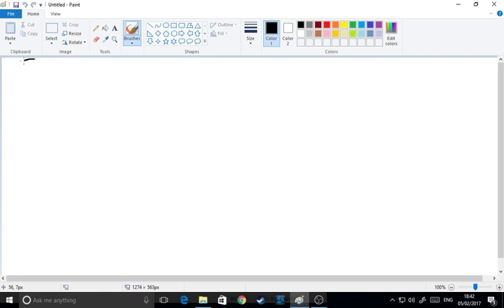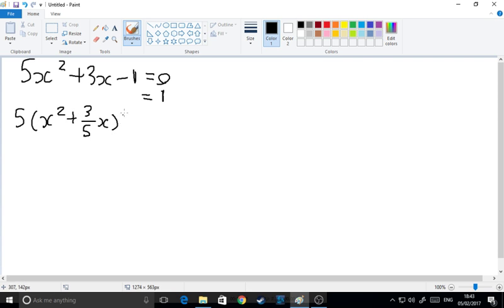So we complete the square. 5x squared plus 3x minus 1 equals 0. Remember, we're going to move over the minus 1, so it will be equal to 1. Then we take out the 5. We're going to get 5x squared plus 3 over 5x equals 1. Now we complete the square with what's in here. x plus half of that, we're going to have to double it, 6 over 10, 3 over 10, 3 over 10 squared minus 3 over 10 squared equals 1.